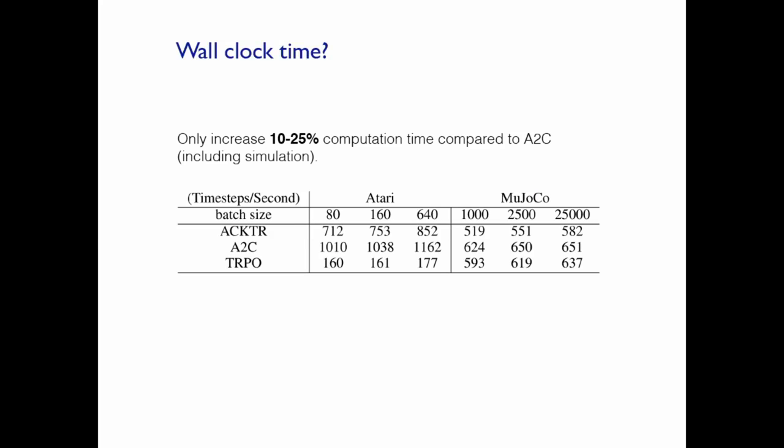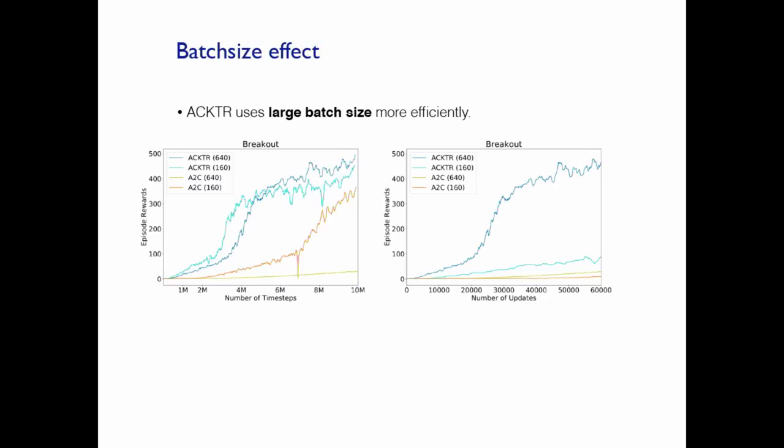So how about wall-clock time? We have measured the wall-clock time, and it only increases computation time by 10 to 25% compared to A2C. So it's not a huge overhead. Another benefit of using ACKTR is that it uses large batch size more efficiently. The reason is that not only can you get a better estimate of the gradient with large batch size, you can also get a better estimate of the curvature using large batch size. So you can use large batch size more efficiently.